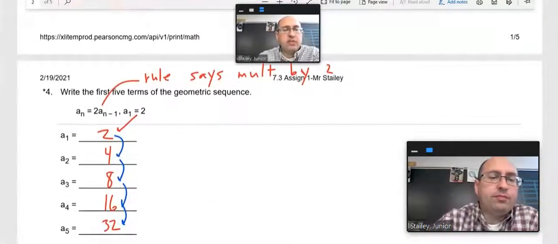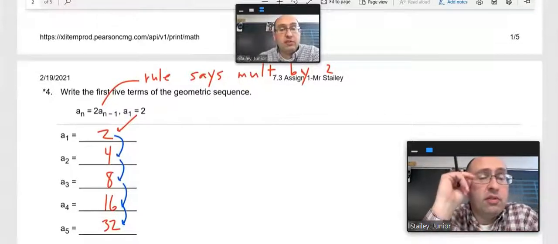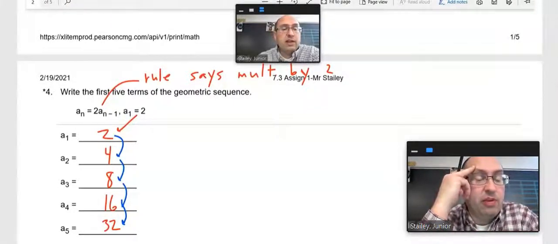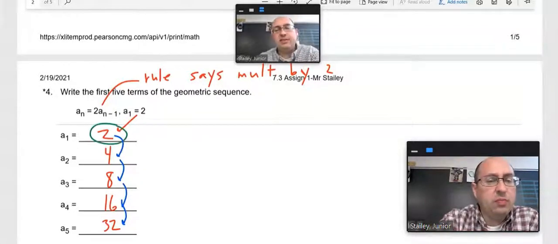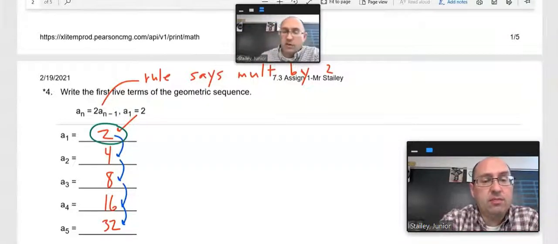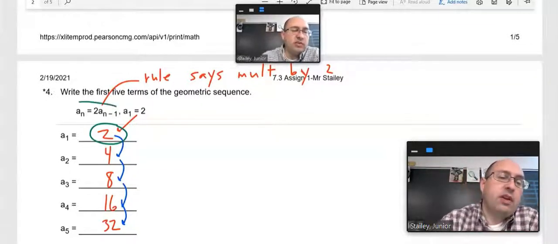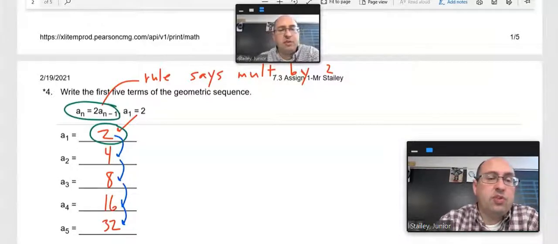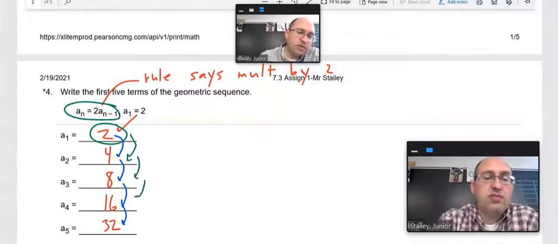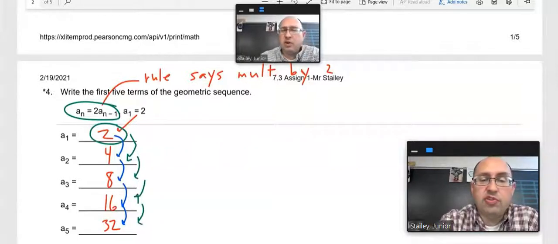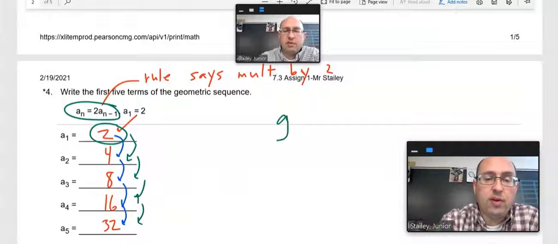Number 4. So in this particular geometric sequence that we're given is a recursive pattern. You can see that we're starting with 2. And then it gives me a rule that tells me to multiply to find the next term. So the next term is 2 times the previous term. So 2 times 2 is 4. 2 times 4 is 8. 2 times 8 is 16. 2 times 16 is 32. All you're doing is multiplying by 2 each time according to the rule.